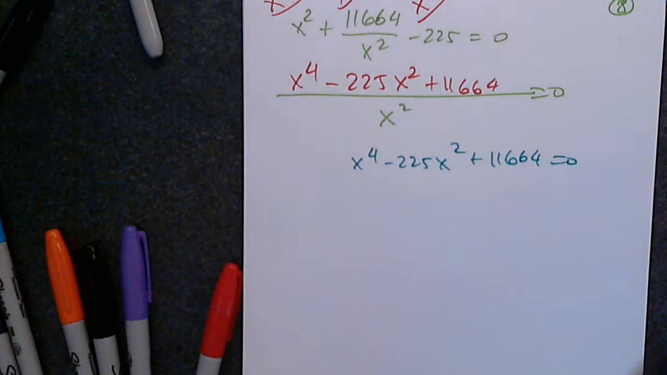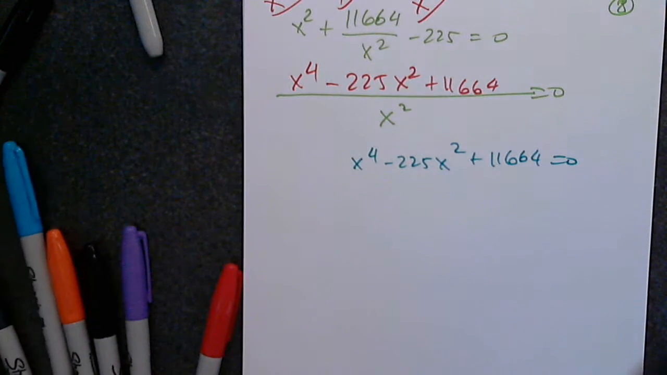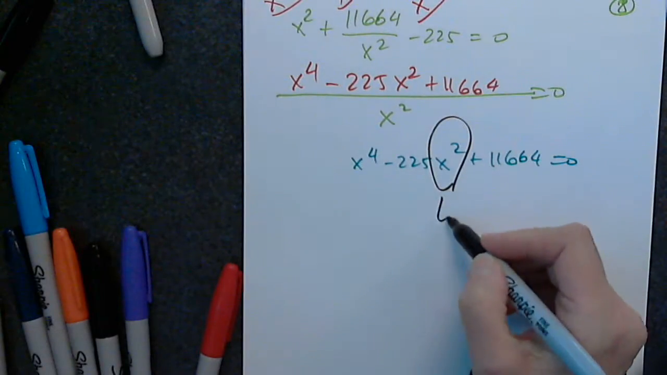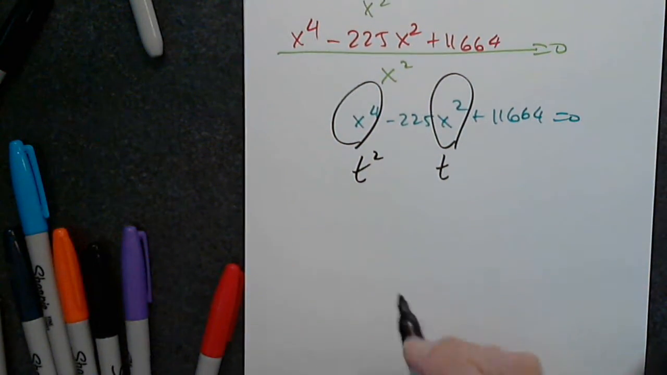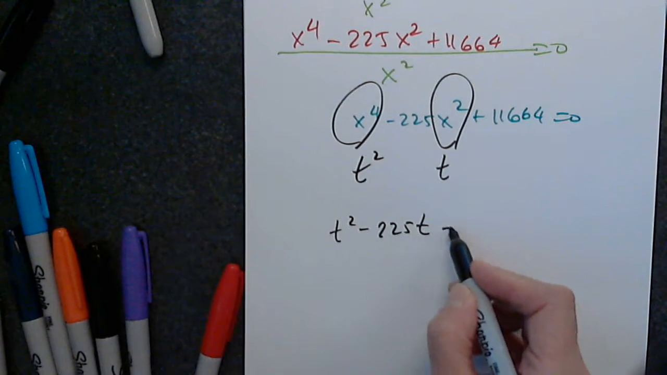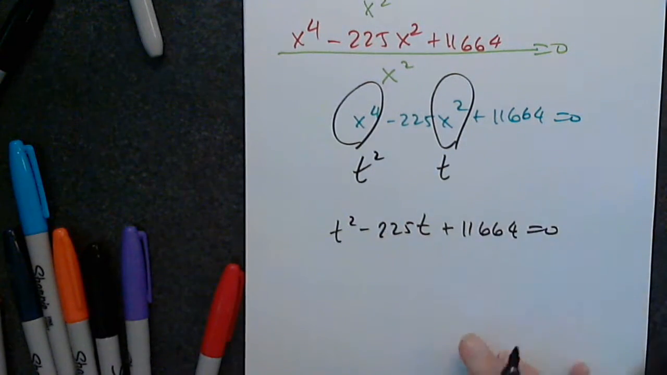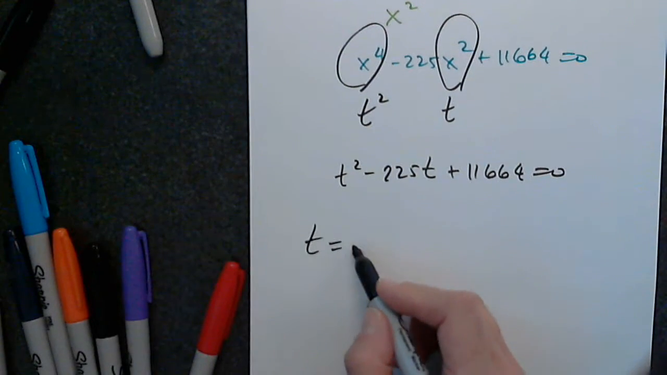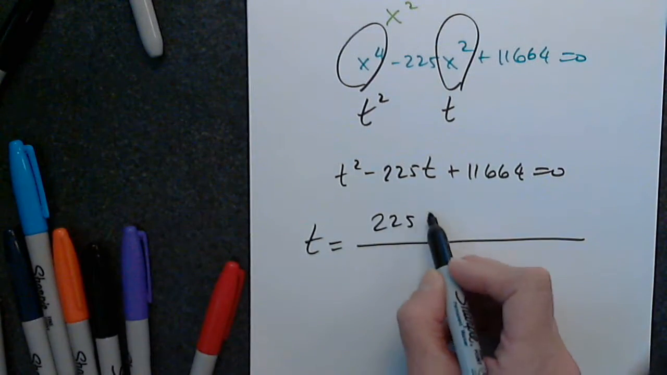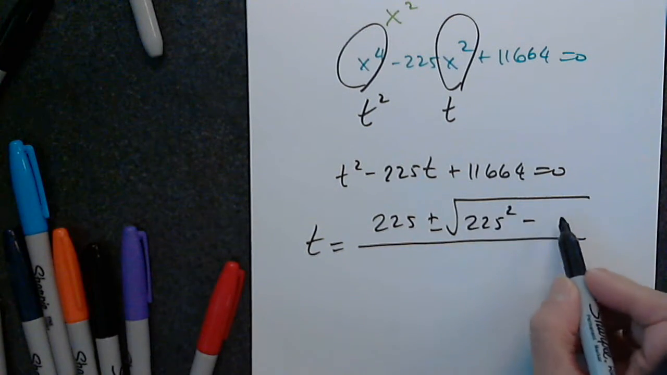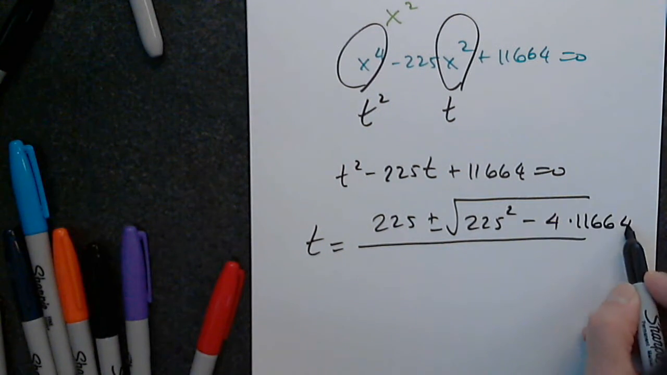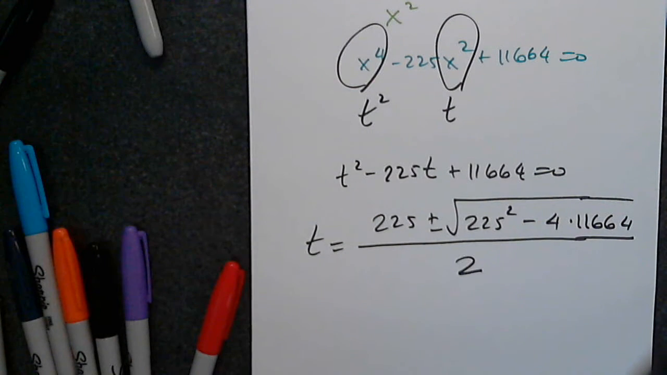Again, you either notice that this is quadratic in form when you use substitution, or you try to factor. But I notice that this is t, and then this is t squared, so then the equation is t squared minus 225t plus 11,664 equals 0. I'm not going to worry about factoring, obviously. Negative b plus or minus the square root of b squared minus 4ac over 2a. This is what I'm going to use. So I will put it in the calculator.